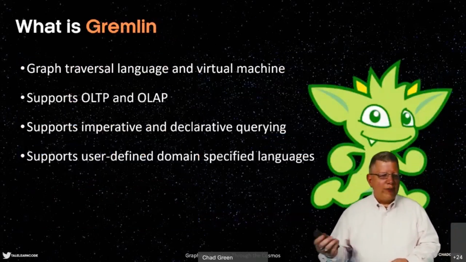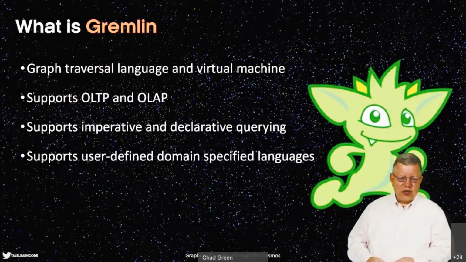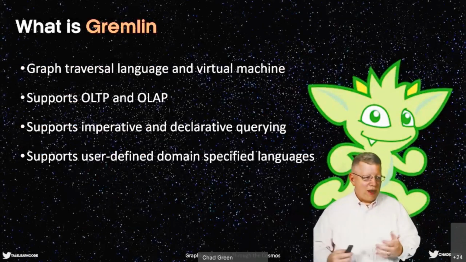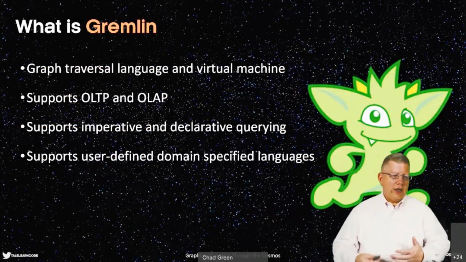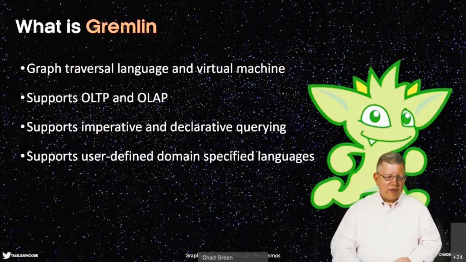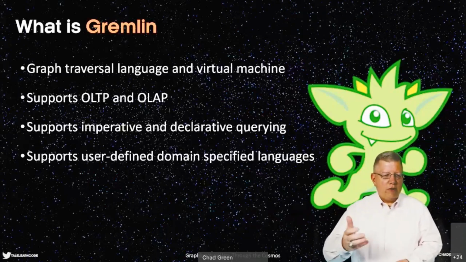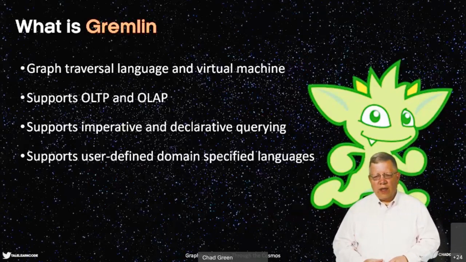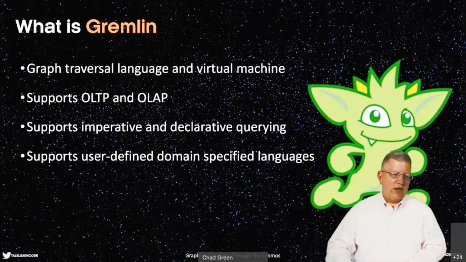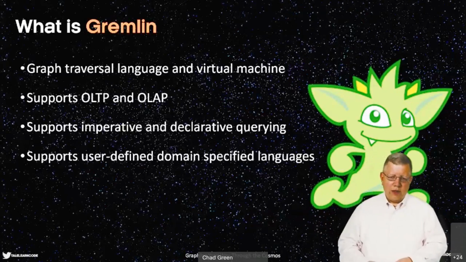Going a little deeper into Gremlin itself, that is the logo for Gremlin. They do like that cute-looking Gremlin monster. Here, again, we're talking about the traversal language along with the virtual machine. It supports both OLTP and OLAP, so you can do all those different types of transactional and analytical processing. It also supports imperative and declarative querying, and it supports user-defined domain-specific languages, so we can get to our data in the user-defined domain model.